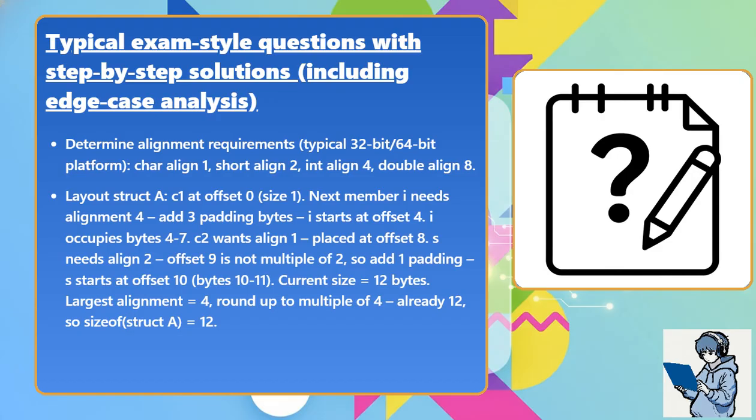The current size is 12 bytes. The largest alignment is 4. Rounding up to a multiple of 4 leaves 12. Therefore, the size of struct A is 12 bytes. Offsets are c1 equals 0, i equals 4, c2 equals 8, s equals 10.